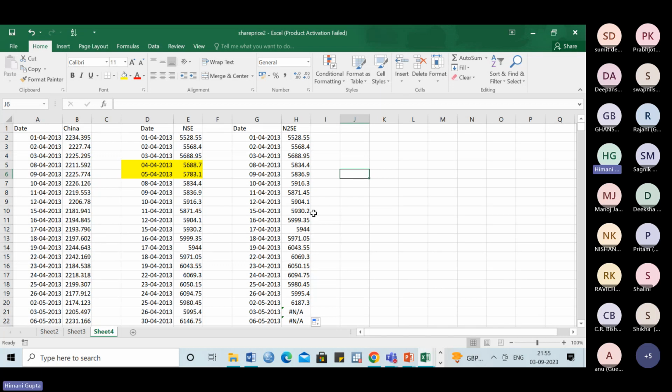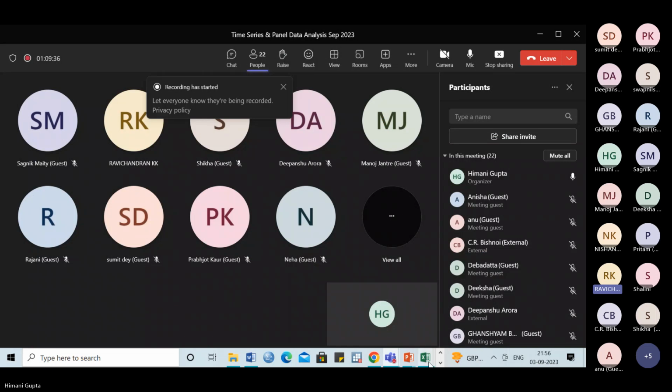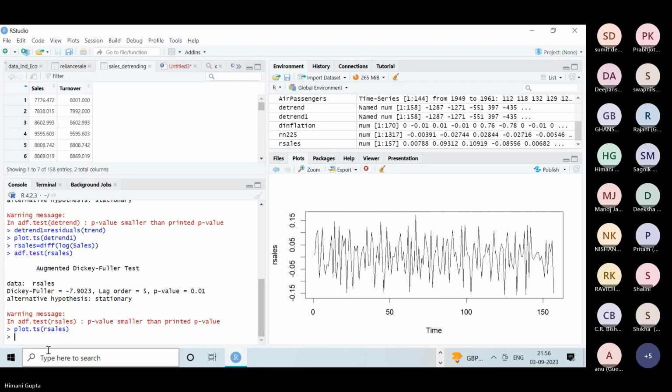Done? Can we move further? Can we move to R? Yes, ma'am. So now you are able to know how to calculate the exact values. Excuse me, ma'am. Then how to remove this NA term? Yes, that's what I'm coming to.